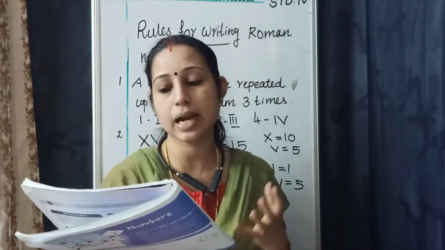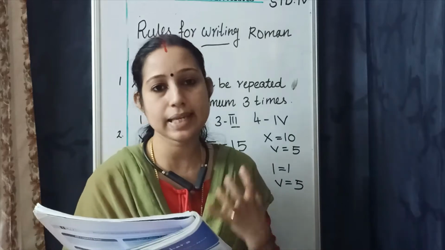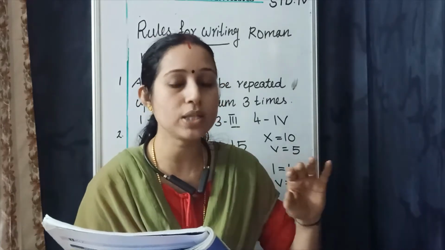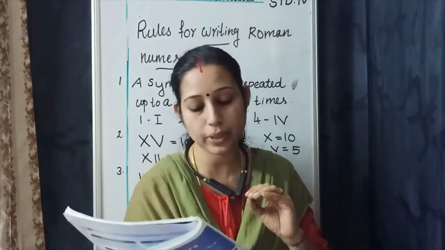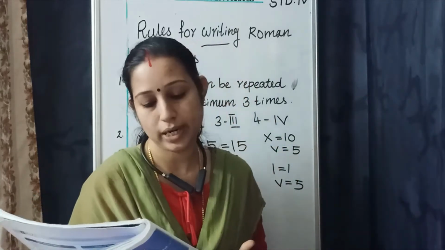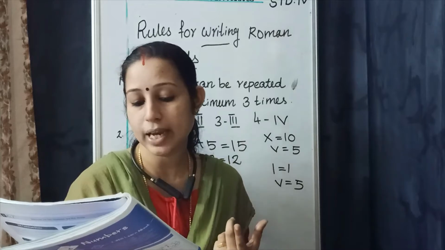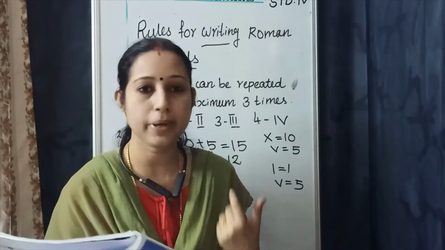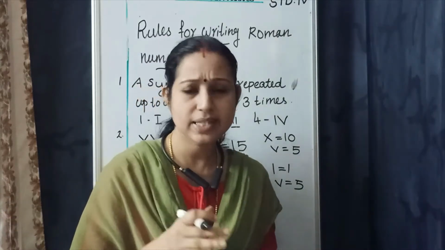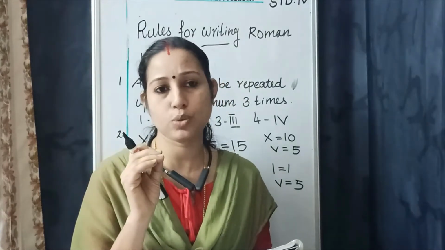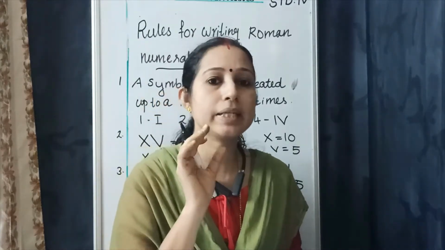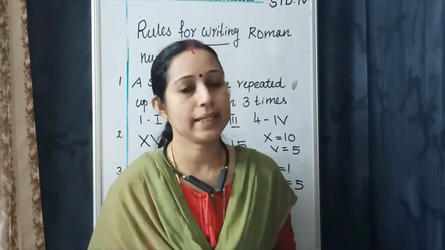There are some other symbols also, L, C, D, M. But I is not subtracted from those symbols. I is always subtracted from V and X only. And the symbols V and L can never be repeated. Just to understand the rules, the first rule is very important. What is the first rule? A symbol can be repeated a maximum of 3 times.